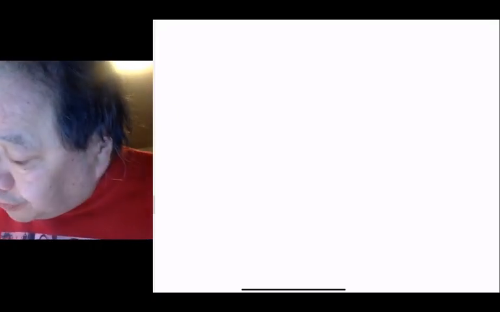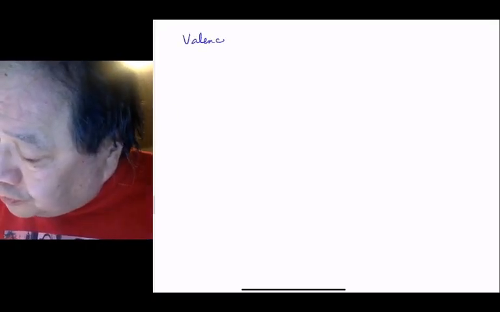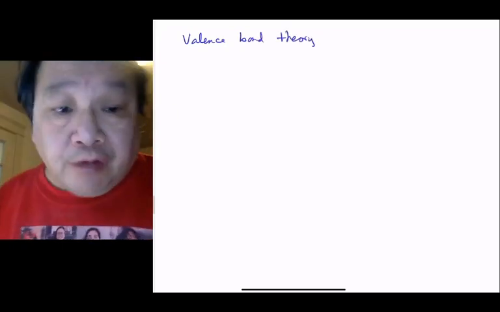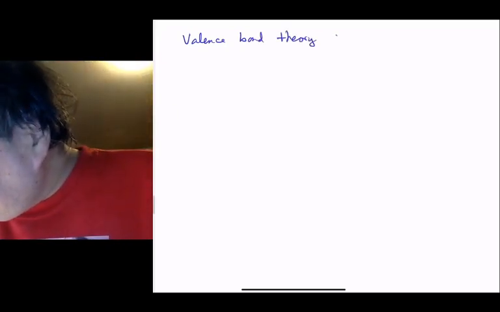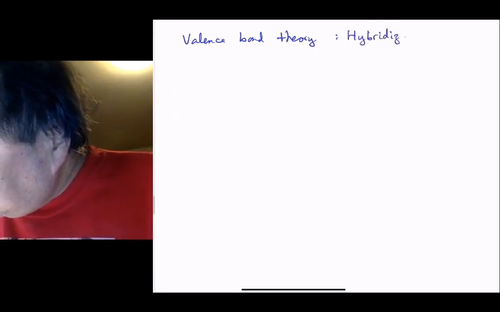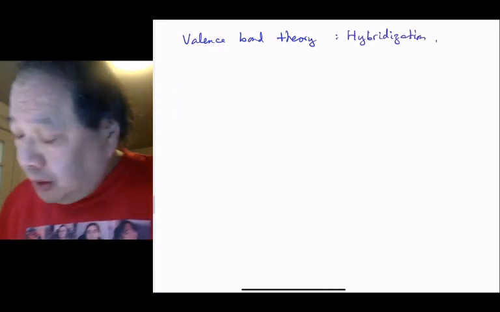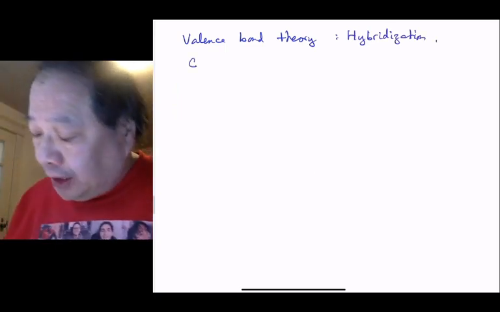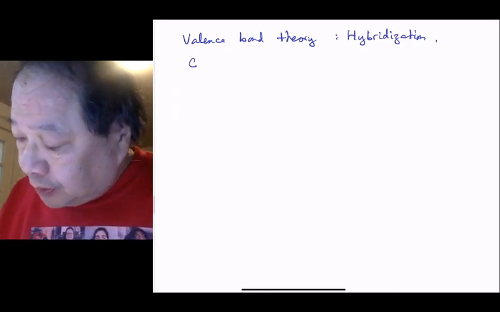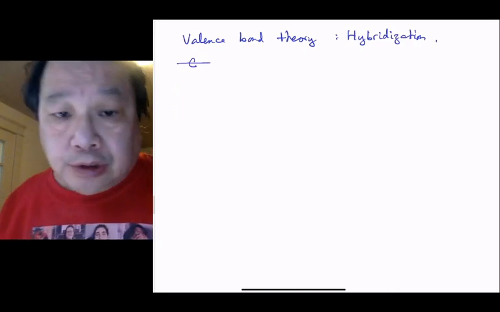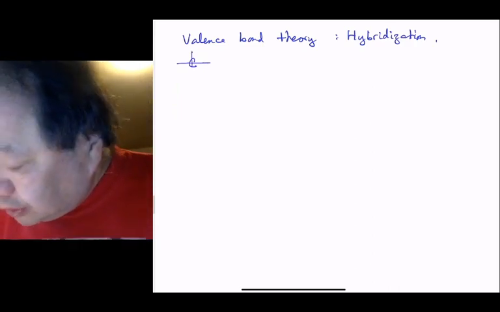Valence bond theory starts with the idea of hybridization. So let's, for example, look at carbon. Here's a carbon atom, and I'll put this line just to indicate where the carbon atom is.